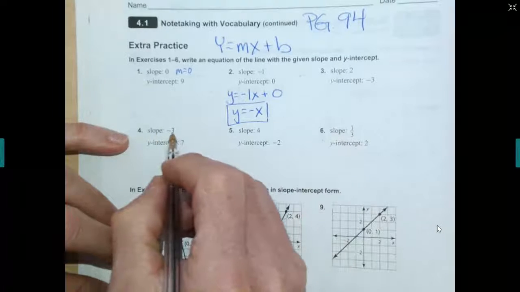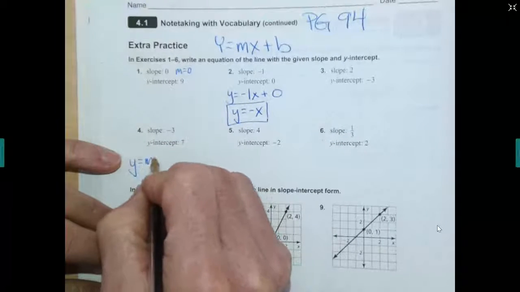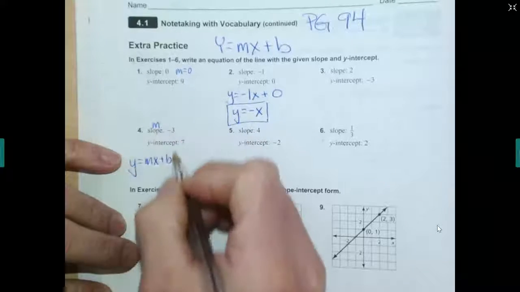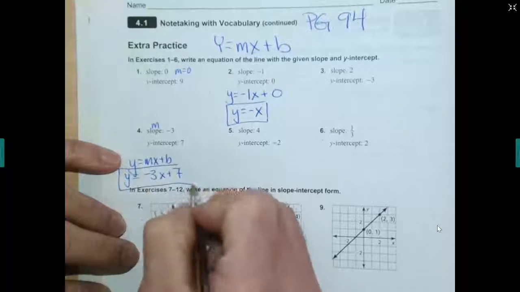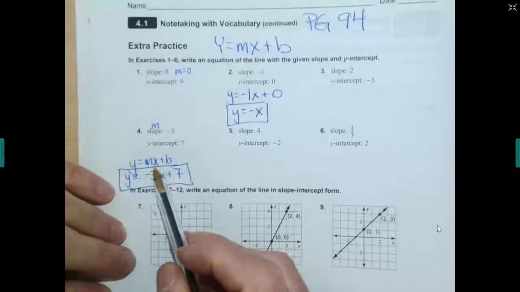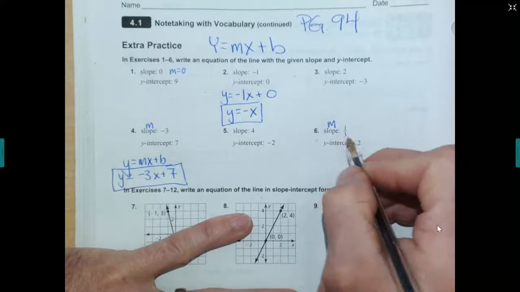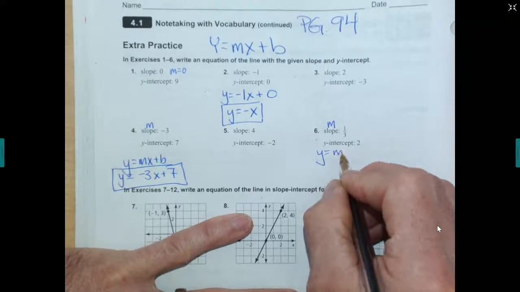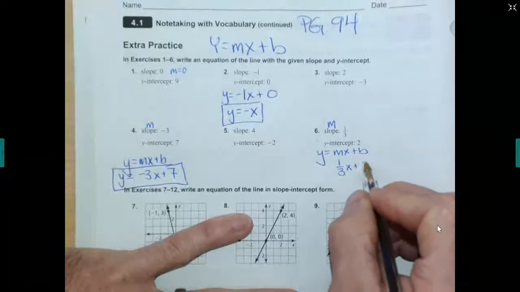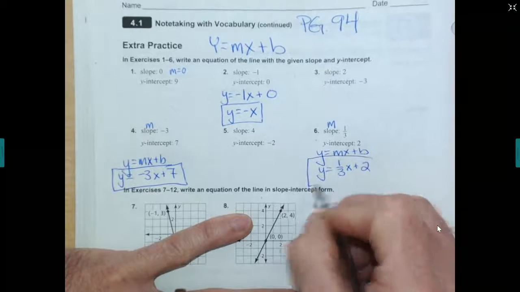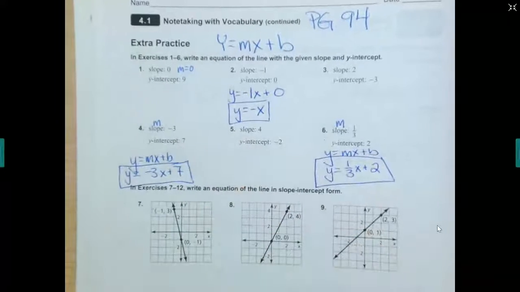Here we go. I've got my slope, negative 3. My y-intercept is 7. So y equals mx plus b. This is my m value, so negative 3x plus 7. So really, if you understand this formula, just plugging these in, these ones can be quite easy. So this is my m value, my slope. So y equals mx plus b. So my slope is 1/3, so y equals 1/3 x plus 2. Alright, give those a try, see how you do.